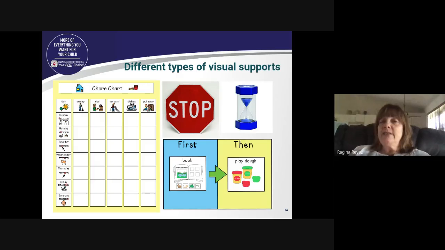Next to that is the sand timer. When you turn it over, you give them the direction, and then as soon as all the sand runs out of the timer, they should be done with that task. Okay, and then another example of the first then board at the bottom for different types of supports.